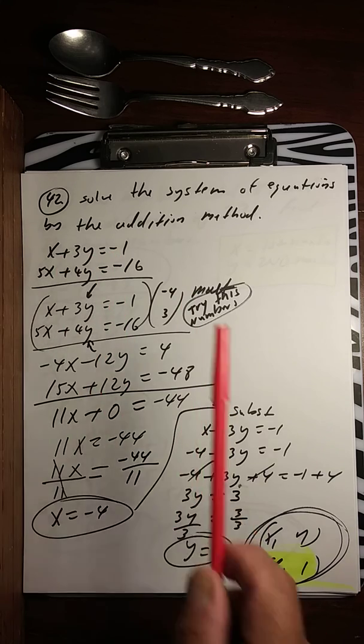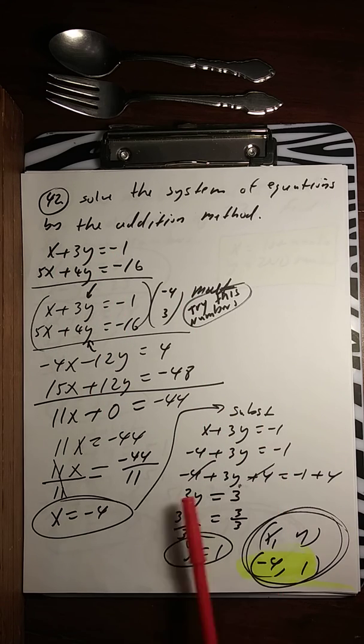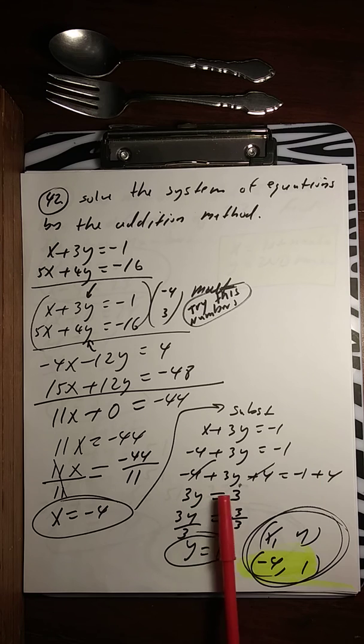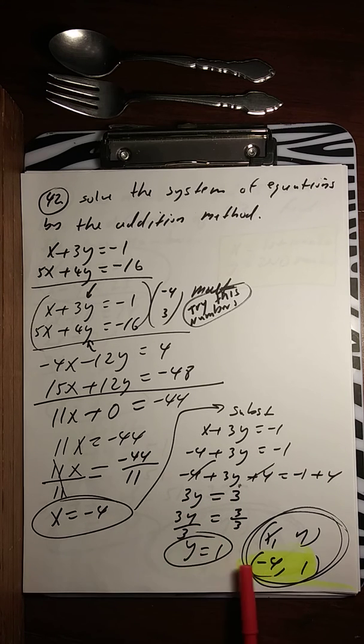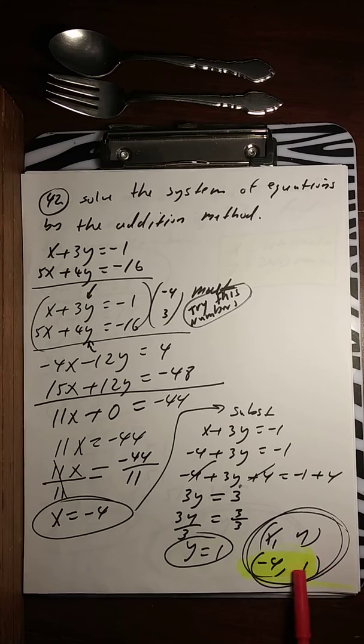Substitute back in this one here. -4 plus 3y is this. Add 4, add 4. 3y is 3. Divide by 3, divide by 3. So y equals what? 1. So -4 and 1 is our answer for that.